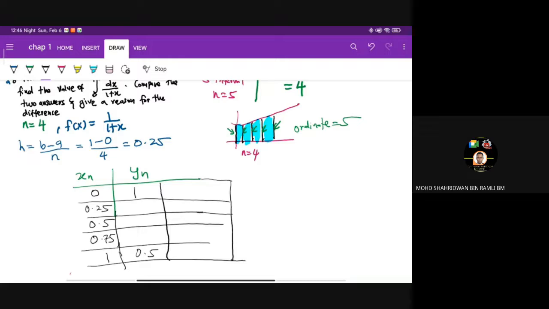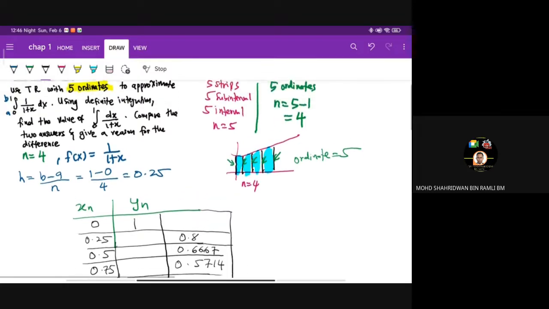On the second table, we will write the rest, which is when x equal to 0.25, 0.8, and then 0.667, and then 0.5714, and lastly is 0.5, that one. Okay, it depends on the question.